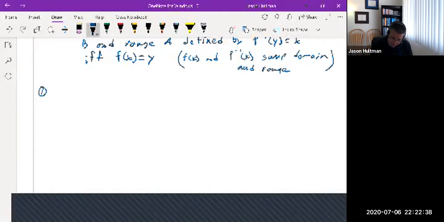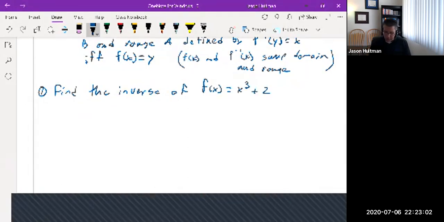Number 1. Find the inverse of f of x equals x cubed plus 2. Okay, so this is really the only problem. I know I just said, oh, we're not going to review it all. Well, this is it. This is your one review problem. Okay, enjoy it. So find the inverse of this function.